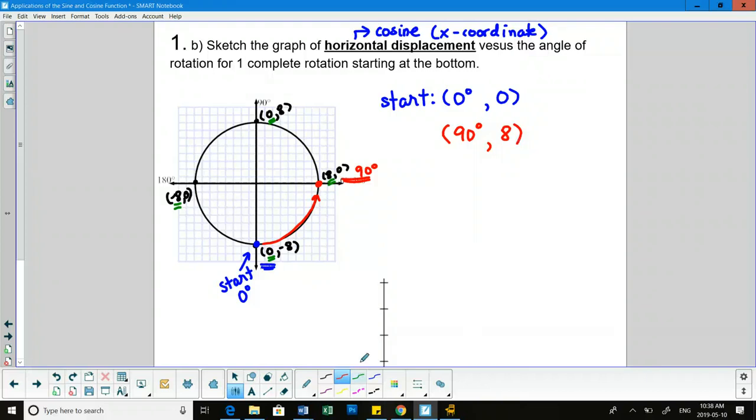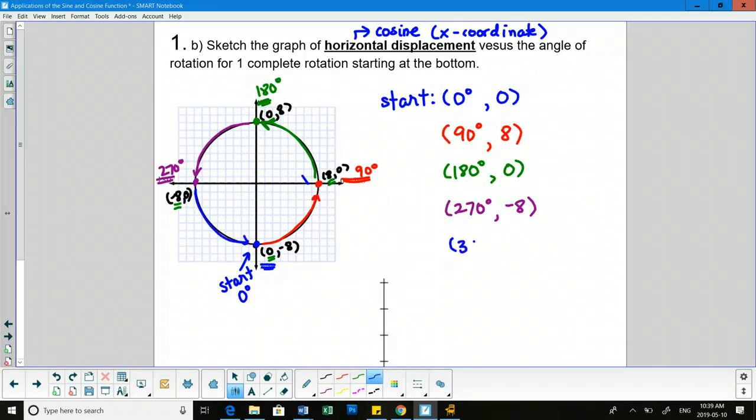Okay, next location, we're going to rotate up to this location here. And now how far have I traveled from my start? 180. Great. And what is my horizontal displacement here? 0. Yep. Okay, next location, how far have I rotated now? 270. Awesome. Horizontal displacement? -8, yes. We are 8 units to the left of the center now. And back to our starting position. Now we've rotated a full 360, and we're back at 0.